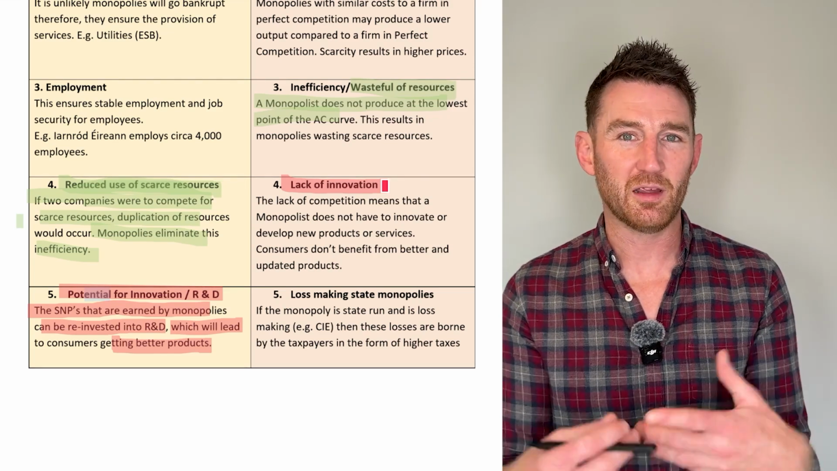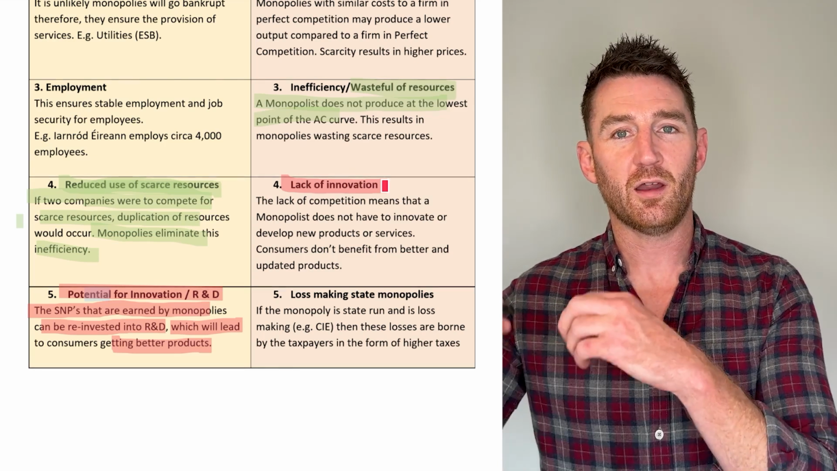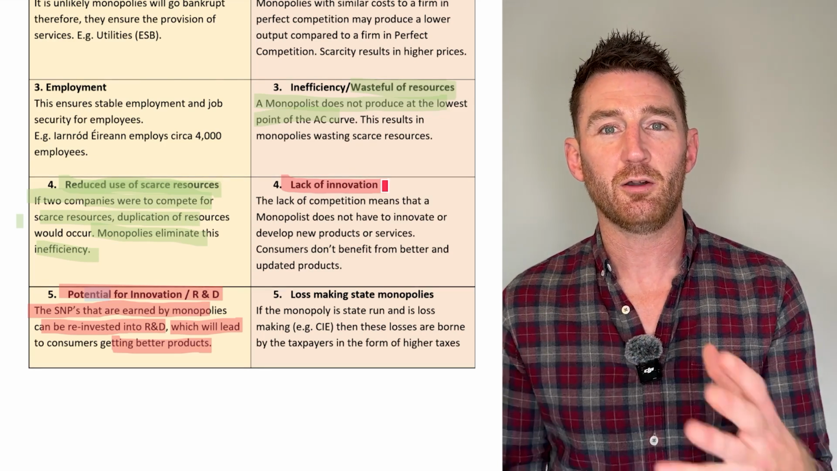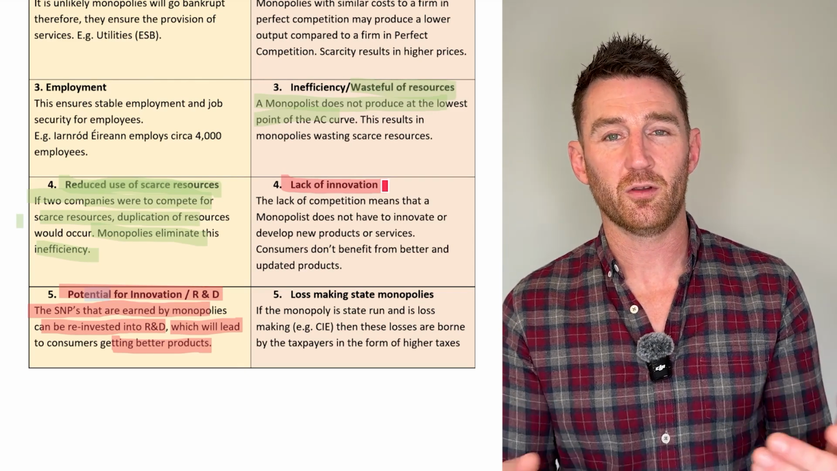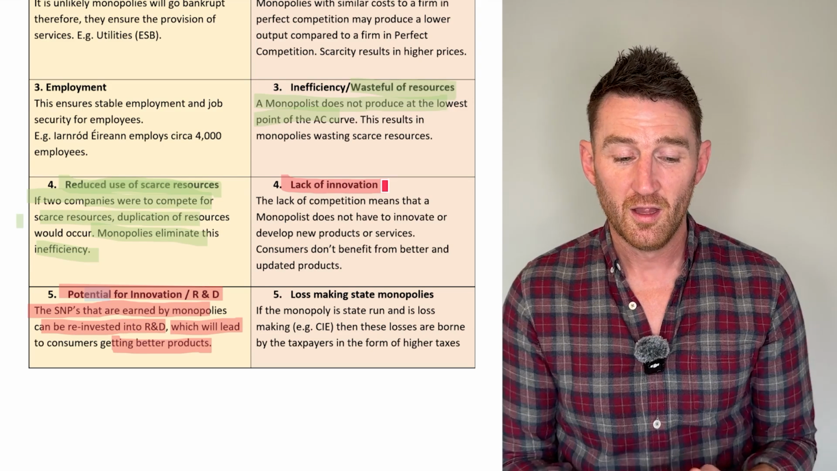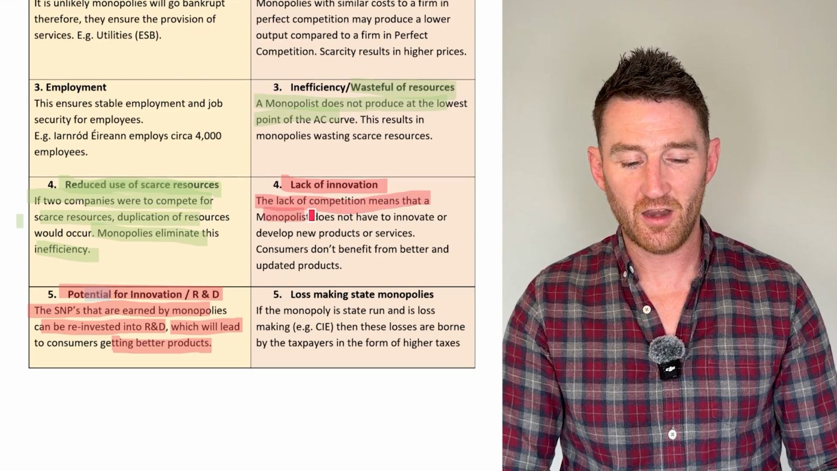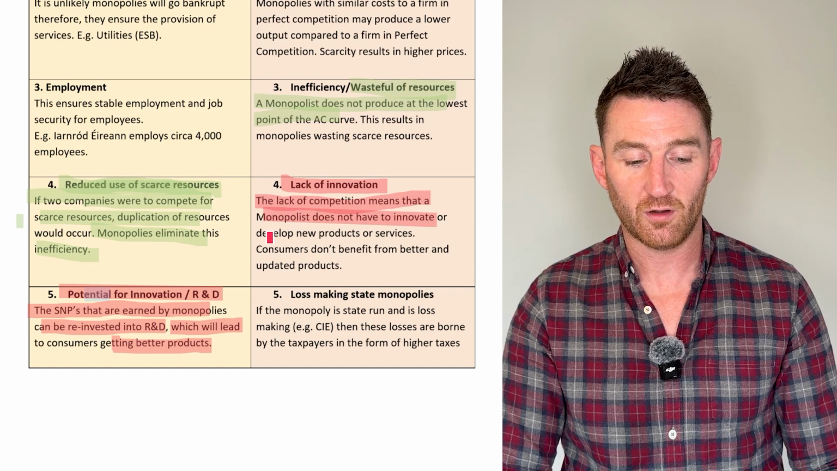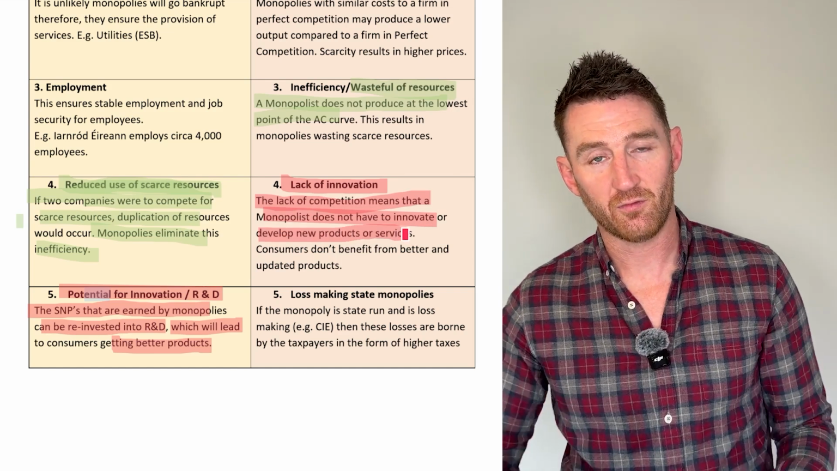So you can see how monopoly is bad for consumers there and how it's in the government's interest and regulatory authorities' interest to make sure that monopolies don't happen, because what a terrible situation if firms are under no pressure to get better and innovate and give us better products. So the lack of competition means that a monopolist has no incentive to innovate or develop new products or services. So we don't benefit in that case from better products.